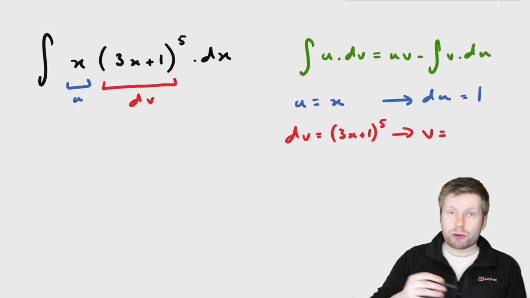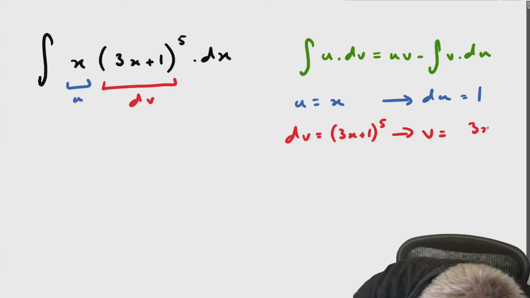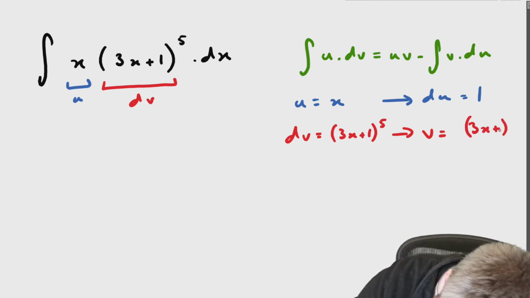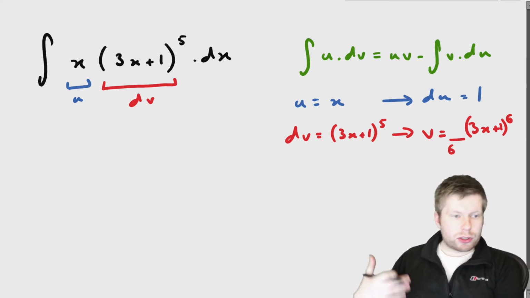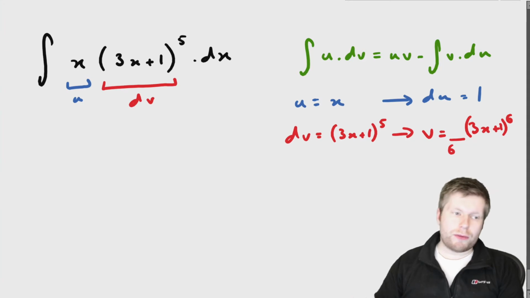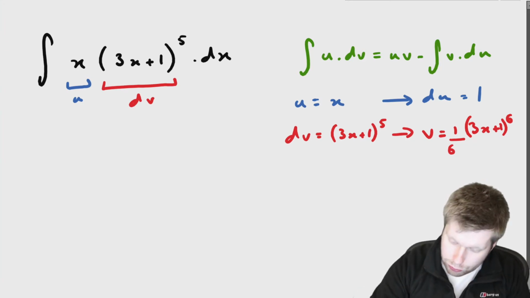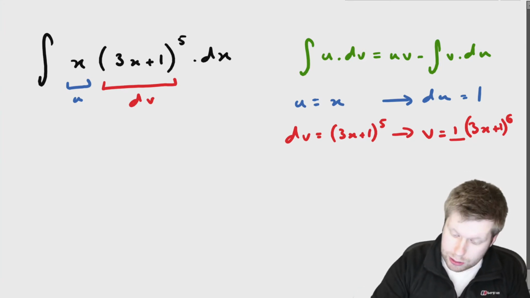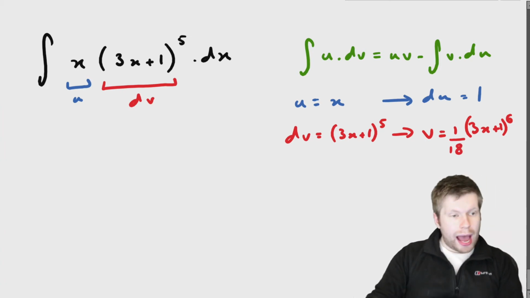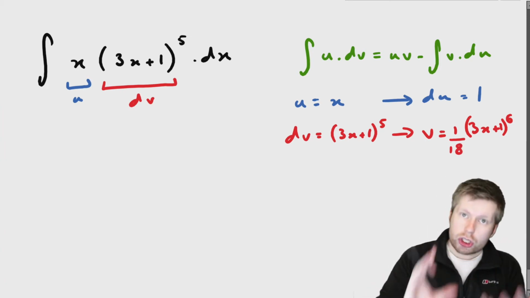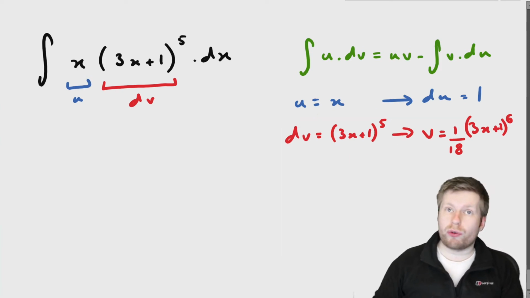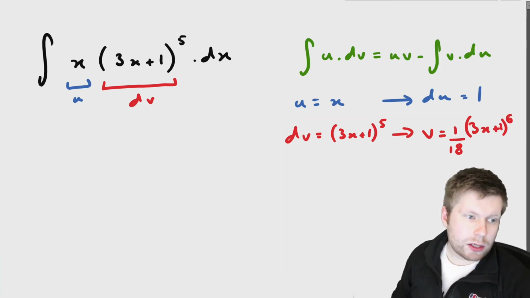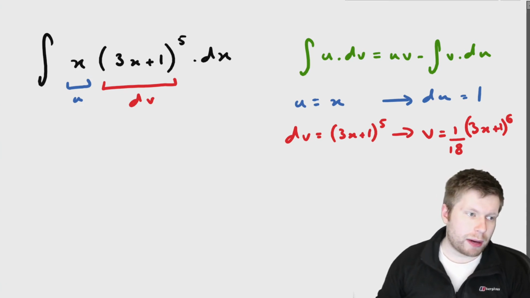Just remember, I'm going to have to raise the power by 1, so I'll have (3x plus 1) all raised to the power of 6. I need to divide by that new power, so I'll end up with 6 on the denominator, but I'm also going to have to divide by the derivative of 3x. So in this case, the derivative of 3x is just equal to 3. That's equal to 18. If you weren't sure about how I got that, by the way, you could always just use integration by substitution to work out what the integral of (3x plus 1) all raised to the power 5 is. But hopefully you're happy. It's 1/18 of (3x plus 1) all raised to the power 6.